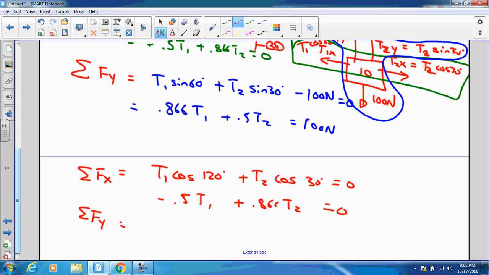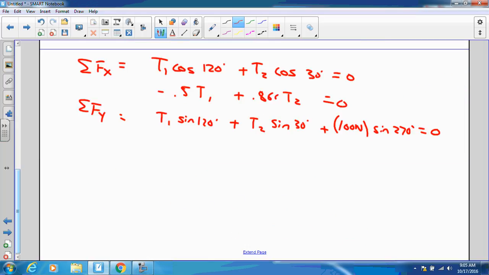And in the y direction, we would have done T1 sine 120 plus T2 sine 30 plus 100 newtons sine 270 equals 0. And that gives us, again, 0.866 T1 plus 0.5 T2 minus 100 equals 0. So again, we get the same decimal equivalent.